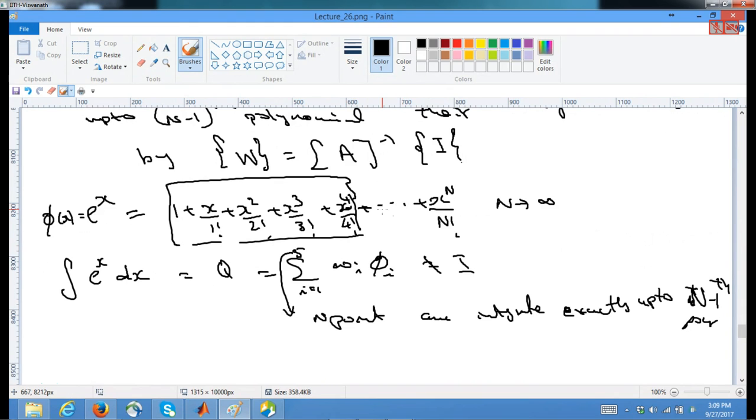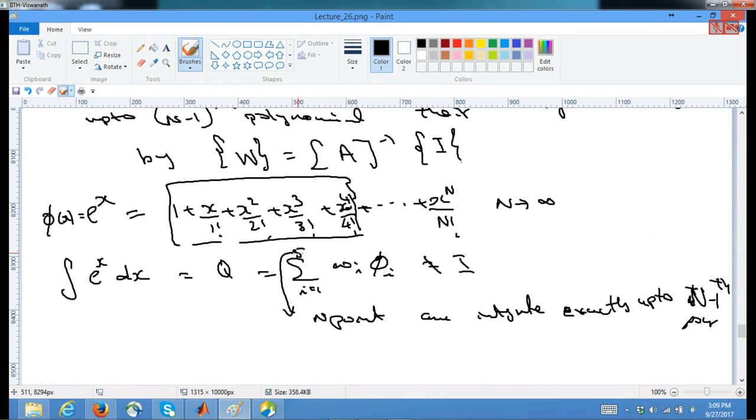So that's what we have shown by telling that. Not all functions can be integrated exactly if the endpoint scheme is used. If the degree of the polynomial is less than this number n, then it would be integrated exactly, otherwise it is an approximation.